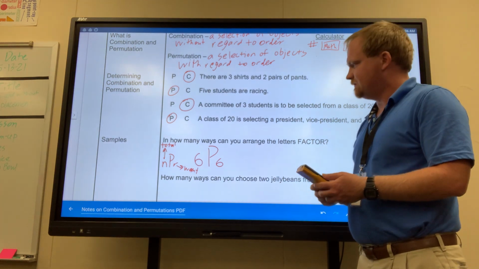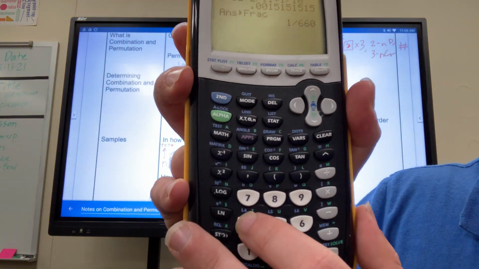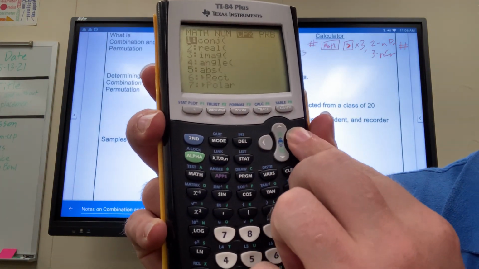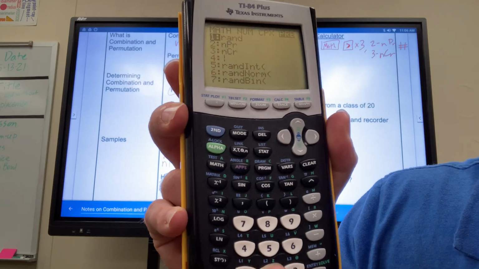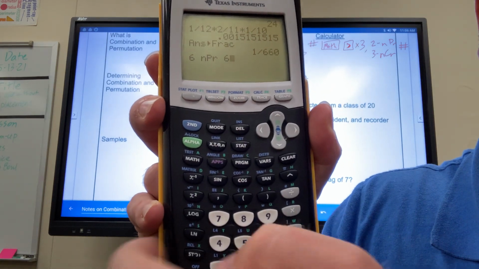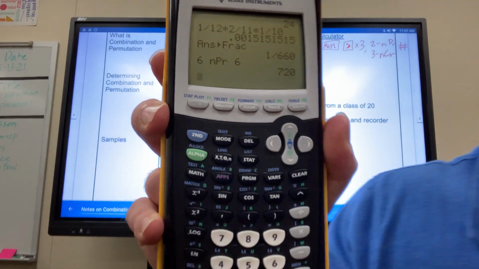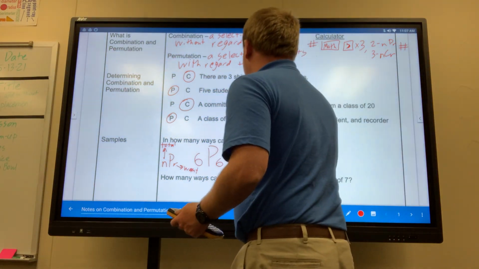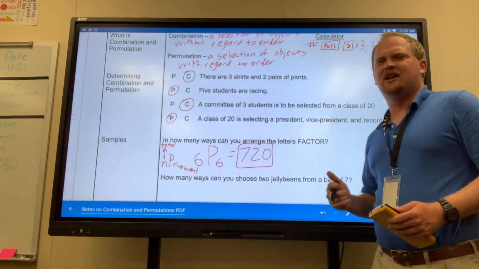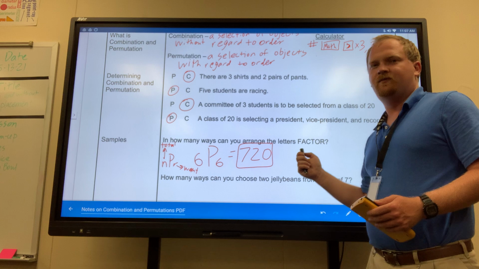So in this case, I want to use 6, math, arrow 3 times, and I'm going to do 2. So I've got the P, but then I have to finish it off with a 6, because that's how many letters I want in the word. I'm going to press enter, and that gives me 720. So there are 720 different permutations for rearranging the letters of the word factor.